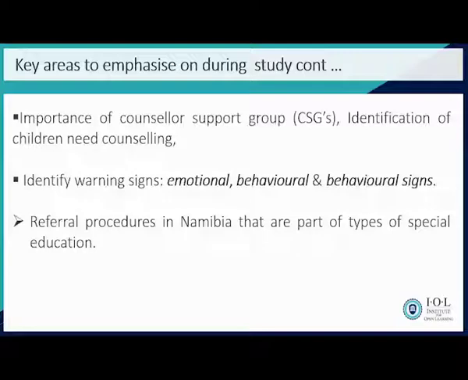And then we also have social signs, where a child would possibly distance himself or herself, not wanting to be with others. So in such a way, you can identify that a child who behaves in a certain way may be in need of counseling, as well as physical signs. Sometimes you will find that a child has bruises all over the body, and that already tells you something is not right with the child.